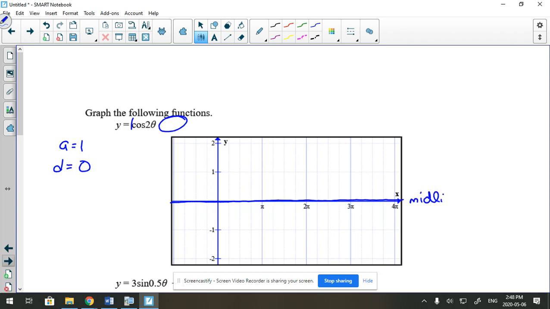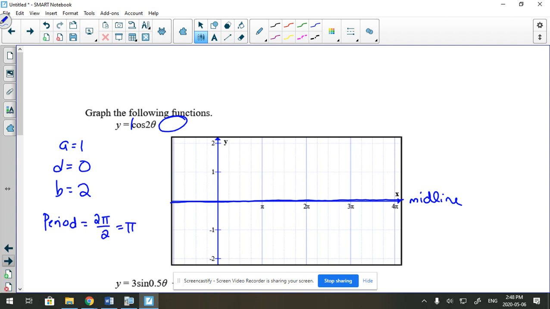Then it tells me my B is 2. So now I have to work backwards and figure out my period for the graph. So if you're given a graph and you need the equation, you're going to find your b value. If you're given the equation and you want to draw your graph, you're going to want to know the period. So the period is going to be 2 pi divided by your b value. So I know my period is pi.